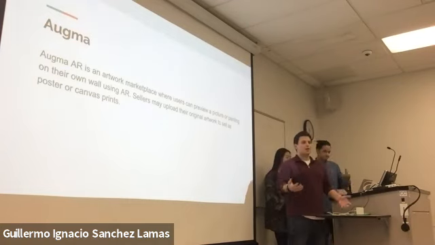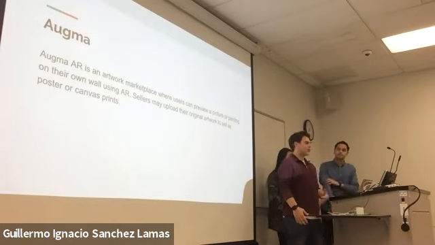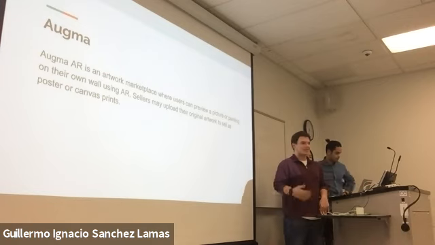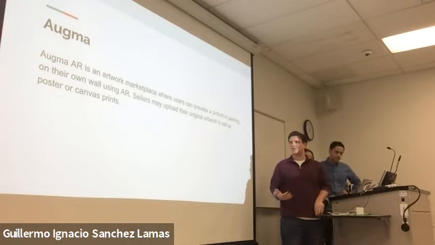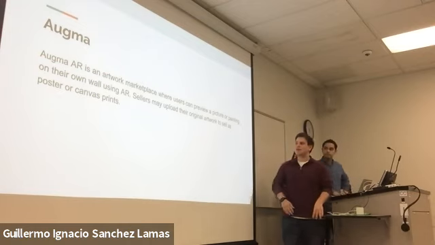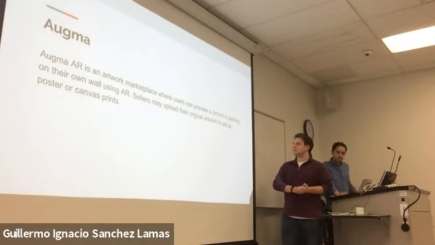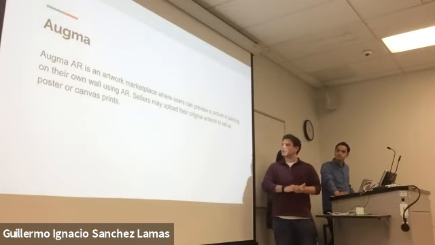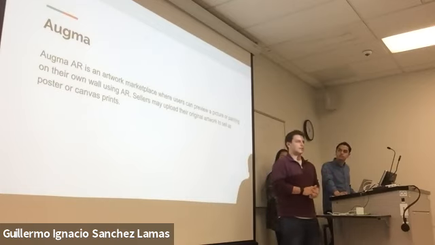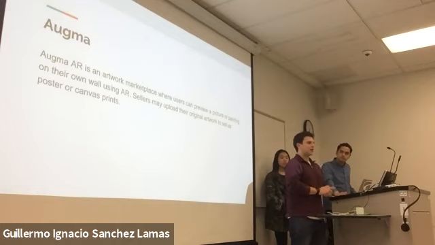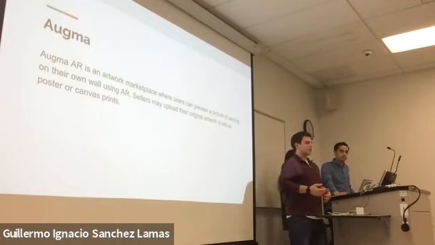So let's say that you want to buy a painting or picture for your home or business. So typically you look online, try to find one you like, and then buy it. But what if you could view that painting and picture in your own home before you actually buy it? So Agma is an artwork marketplace where users can preview a picture or painting on their own walls using augmented reality. Sellers can upload the original artwork to sell as posters or canvas prints. On our app, users can buy it and it'll be shipped to their home. And anyone can upload pictures, from really big photographers to small independent freelancers.